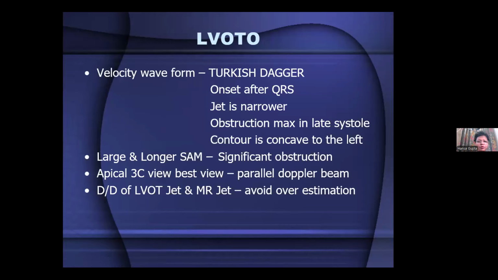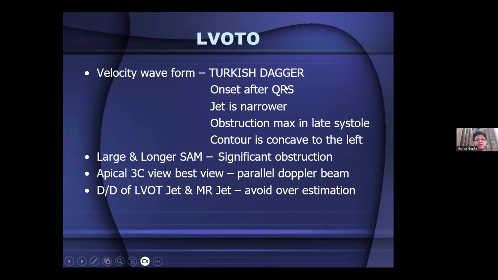Now, what is more important to identify is how the velocity waveform looks when there is an obstruction. This is a very, very categorical and typical picture which you get and you can never forget. Okay, this is a Turkish dagger shape. I'll show you. Usually the onset of this waveform is soon after the QRS.